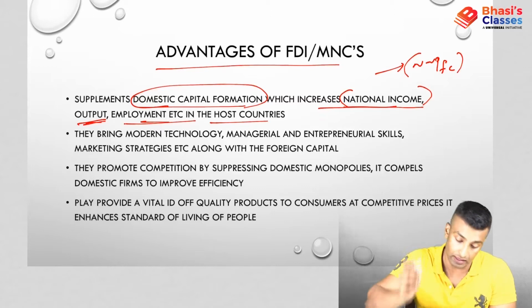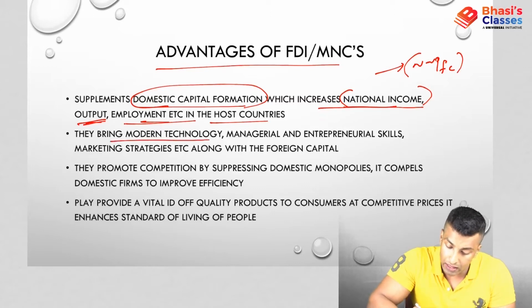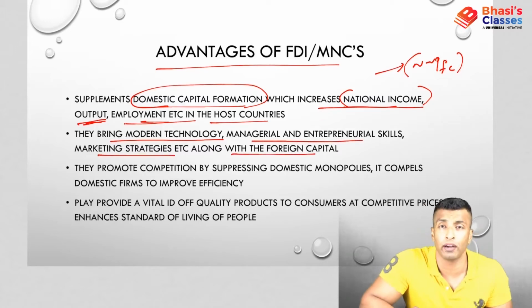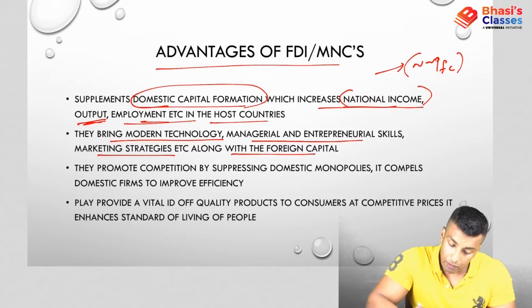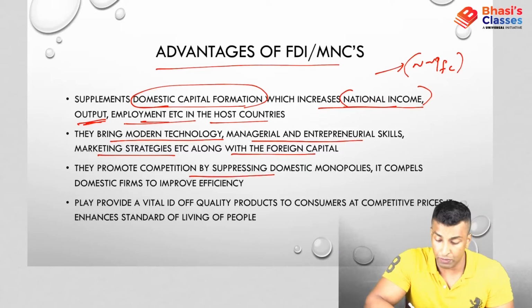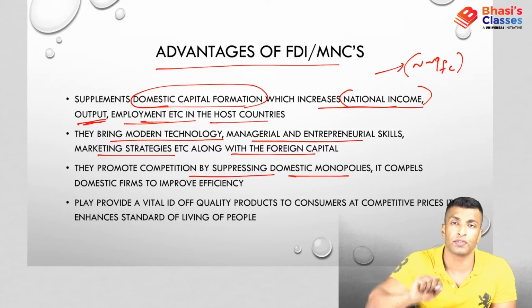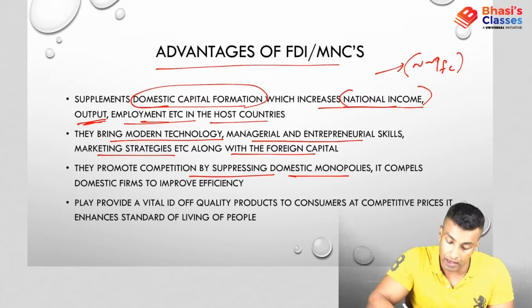That is the most important advantage. They bring modern technology, managerial and entrepreneurial skills, marketing strategies along with the foreign capital. These are some common advantages. They promote competition by suppressing domestic monopolies. So there won't be much domestic monopoly if they are coming, so monopolies will end and there will be competition. When the competition is there with more products, the fittest will survive. Automatically the prices will come down, and the consumers will benefit.